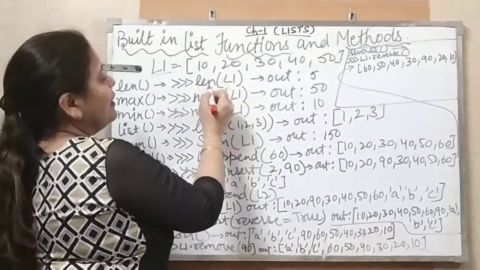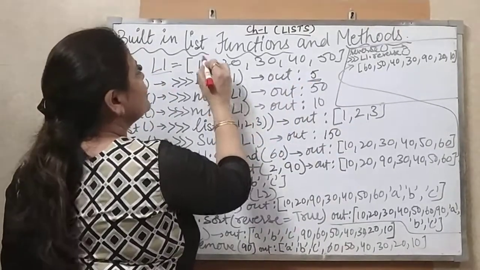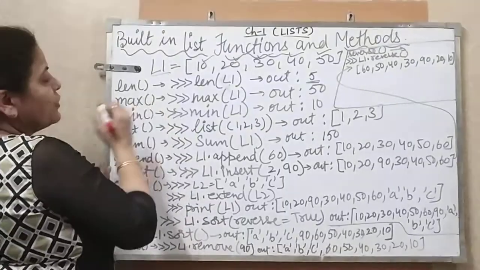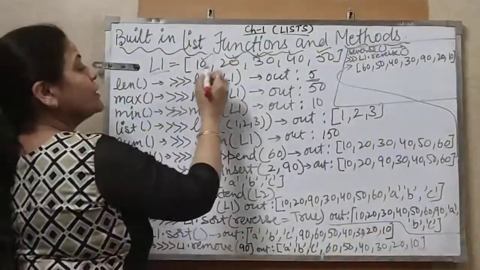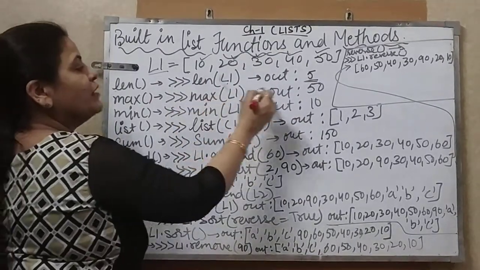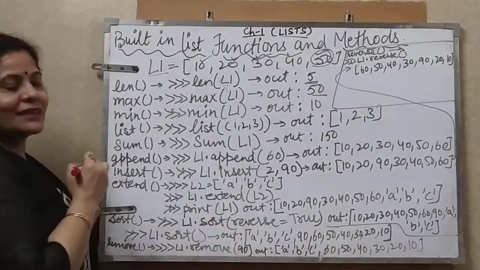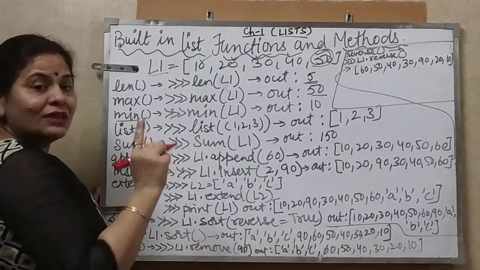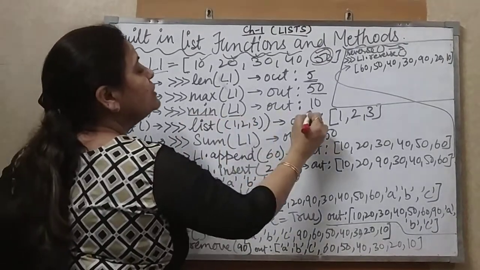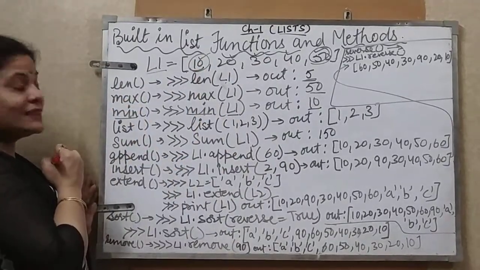If I write len within my brackets L1, it will display the value 5 because it contains 5 values or 5 items in my list. Max function means what is the maximum value of my list. It will print me that. Max of L1 gives me the value 50 because this list contains 50 as the highest element in it. Min means it will give me the minimum value from my list, that is min L1 will give me 10 because this list contains the minimum value as 10.